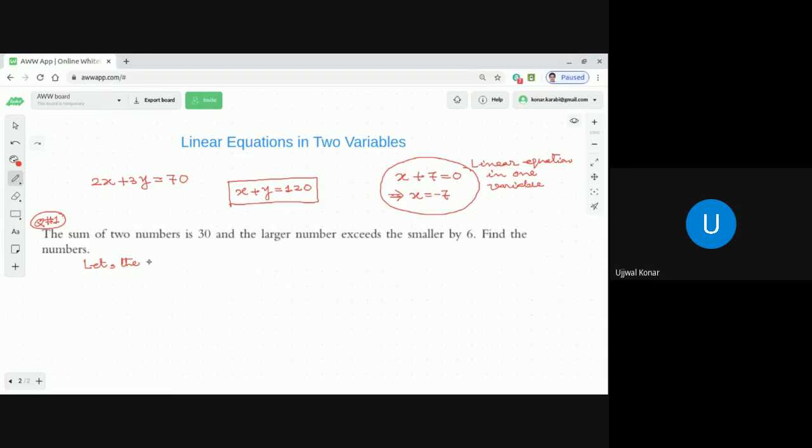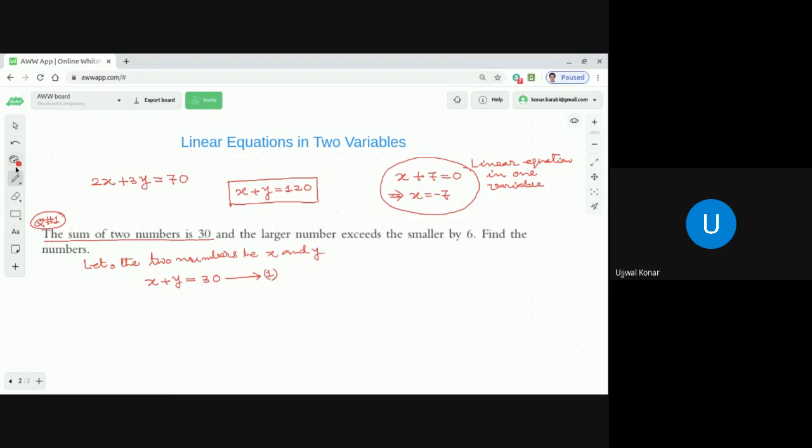So let the two numbers be x and y. Correct? So then according to the question, what do we get? We get x plus y is equal to 30. That is, we are drawing from that the sum of the two numbers is 30. So this we call equation number 1.